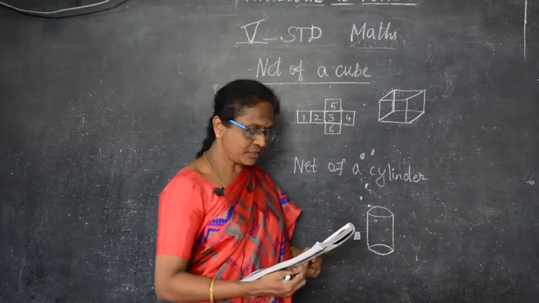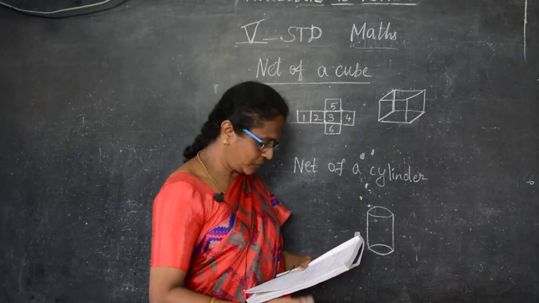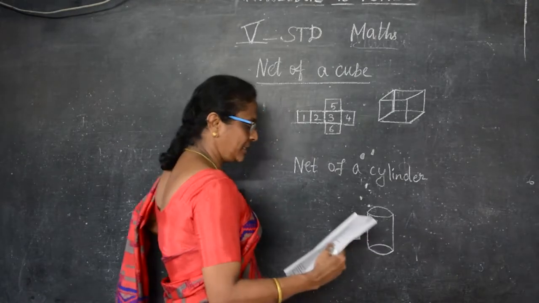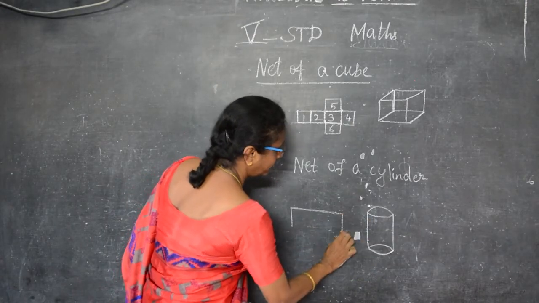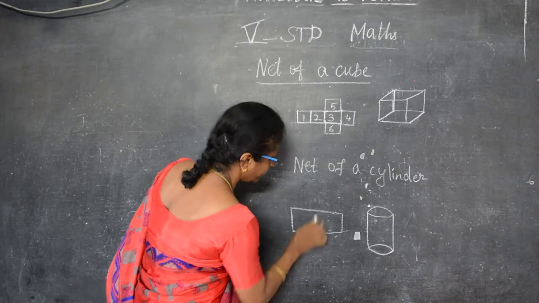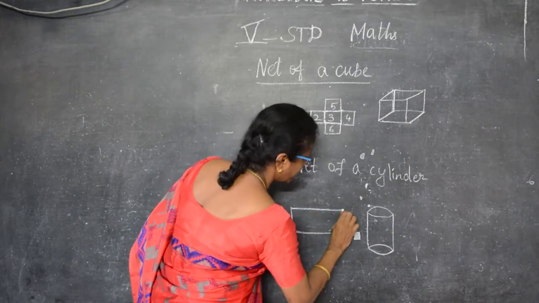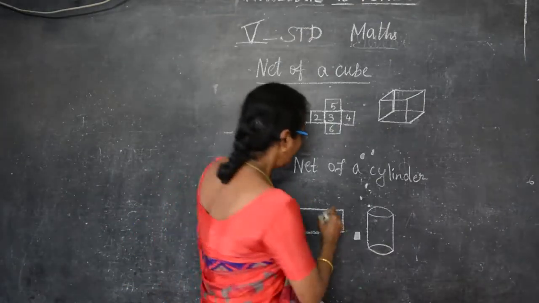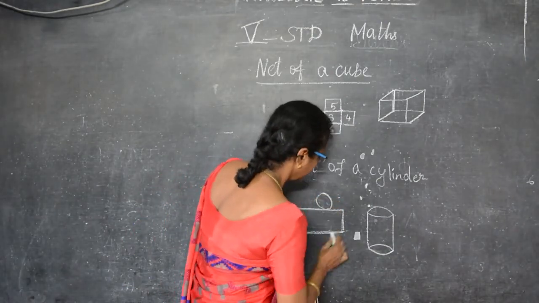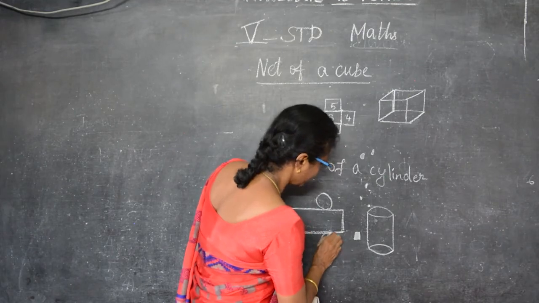This is the shape of the cylinder. So the net of a cylinder is, consider a rectangle. So this is the center rectangle. So the net, how to draw it: this is the rectangle. This is a rectangle in shape, and here one circle and here one circle.